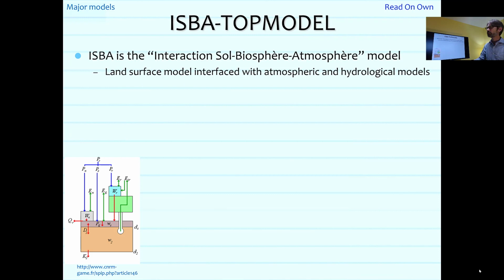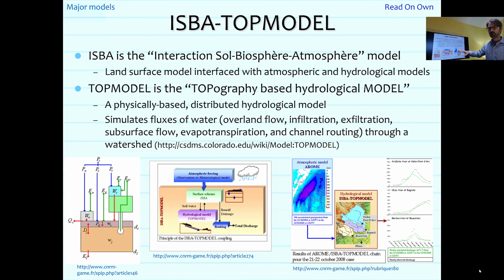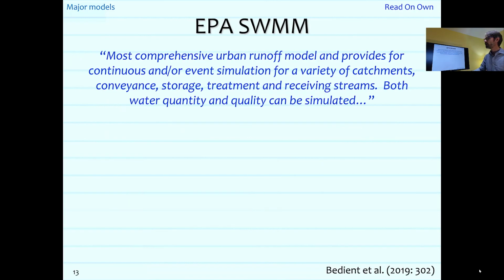ISBA top model is another widely used hydrological model. This is developed in France, and so it's the Interaction Sol-Biosphère-Atmosphère model. You can read more about it here. EPA's SWMM model is the most comprehensive urban runoff model, and it provides for continuous or event simulation for a variety of catchments, conveyance, storage, treatment, and receiving streams. Both water quantity and quality can be simulated. This is, again, a very widely used model.